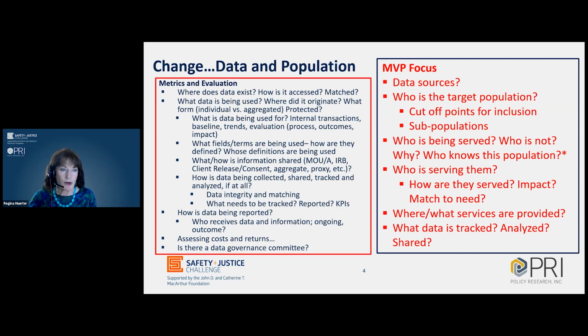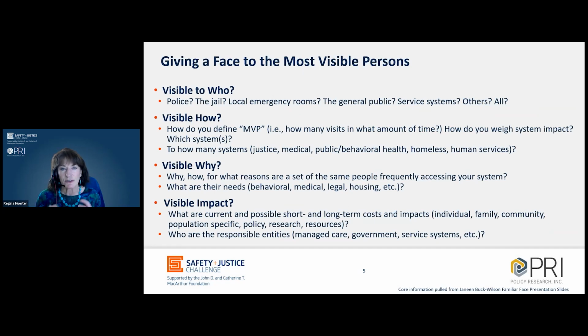So again, a little bit more in depth, trying to give a face to those most visible persons. I want you to think about that. Most visible persons, again, are those folks that phone calls are coming in about consistently because they're perceived as blocking an entranceway to the business community, or they're acting in a way that other people might find disturbing because of either substance use or untreated mental illness. But we often then just treat them as if they're invisible, except for when we're trying to address whatever this particular cue is that they're giving to us.